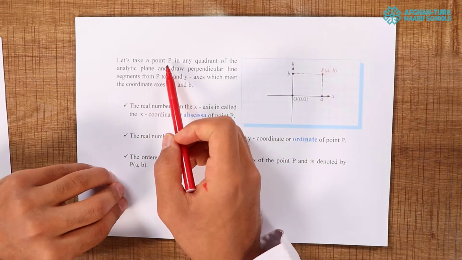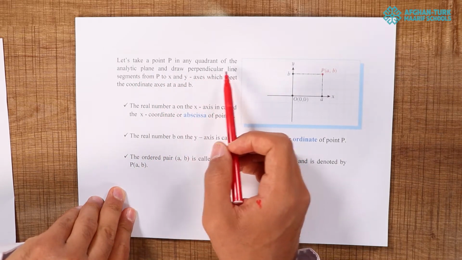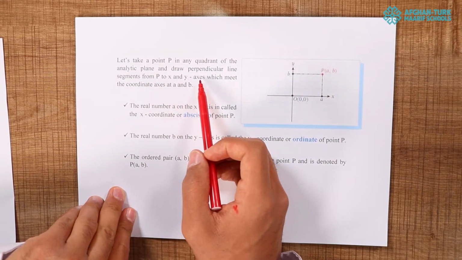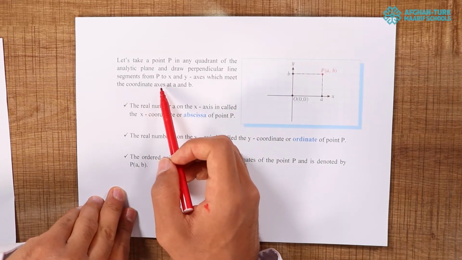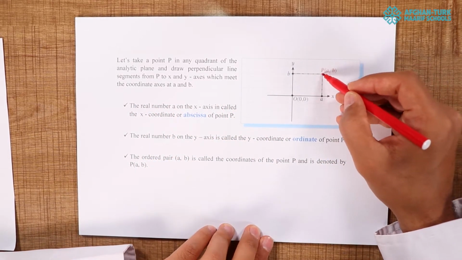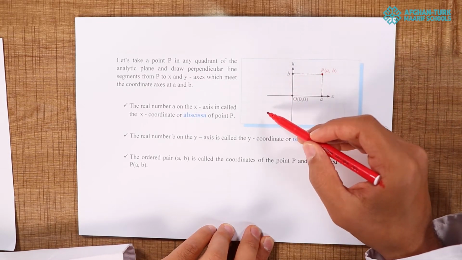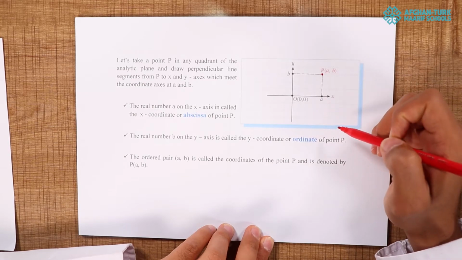Let's take a point P in any quadrant of the analytic plane and draw a perpendicular line segment from P to the x and y axes, which meet the coordinate axes at A and B. As you see in the figure, we have a point P in any quadrant, it doesn't matter. We can draw here, we can draw here, or we can draw in the fourth quadrant.